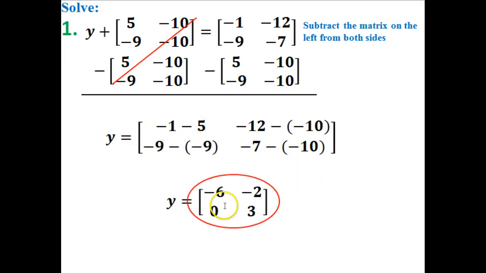So remember, -1 minus 5 gives us -6. -12 minus -10, that's the same thing as -12 plus 10, which gives us -2. -9 minus -9 gives us -9 plus 9, which is 0. And then -7 minus -10 is the same thing as -7 plus 10, so our answer on that one would be simply 3. Essentially, all we're doing is combining whatever their location is on their original matrix, and those two are going to stay in that location for your answer. And that is what y equals.